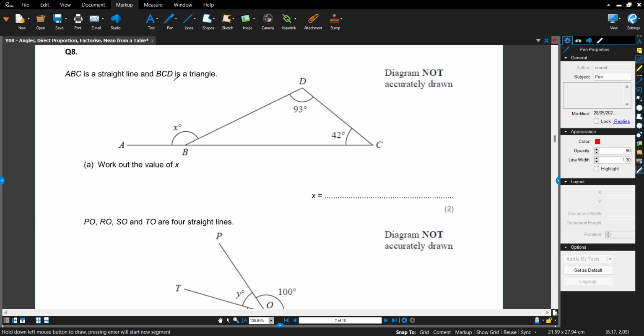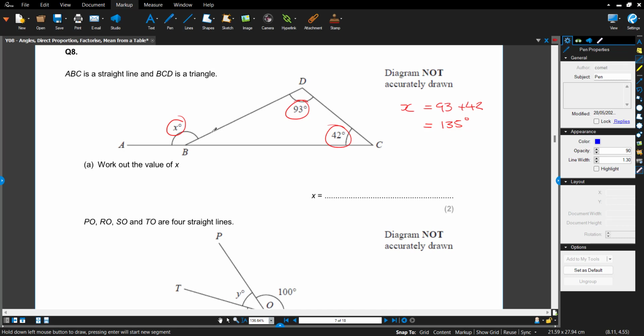BC is a straight line, and BCD is a triangle. Work out the value of x. Now there's a few different ways. The easiest way is this external angle equals that plus that. I promise you, x equals 93 plus 42, and that equals 135 degrees. You don't believe me, but let's work it out.